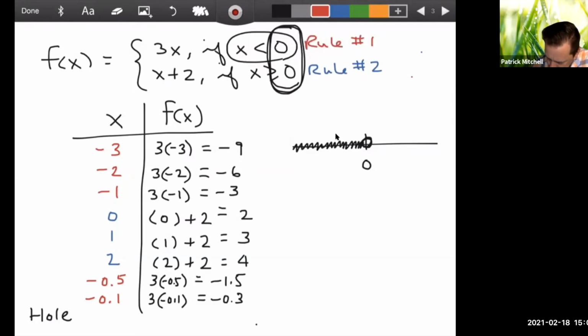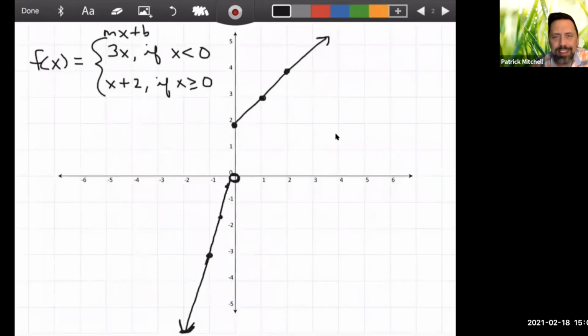And sure enough, when I put x equals 0 into rule number 1, I get 0 come out as my y coordinate. And so the location of the hole is 0, 0. All right. So this is the correct graph for this function. All right. So let's look at the next example, and I would really like you to pause the video after you see this next example and try this one. All right, so let's bring that up.